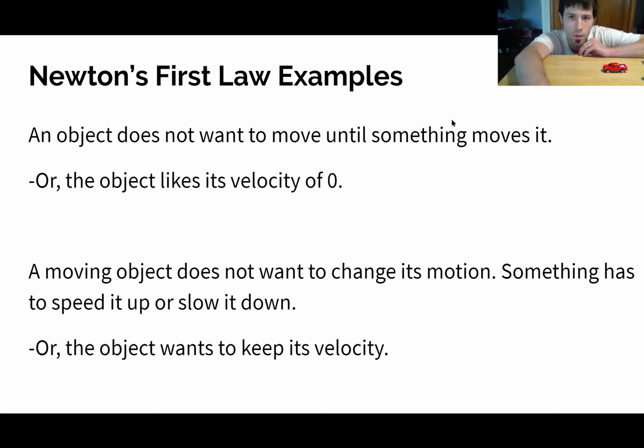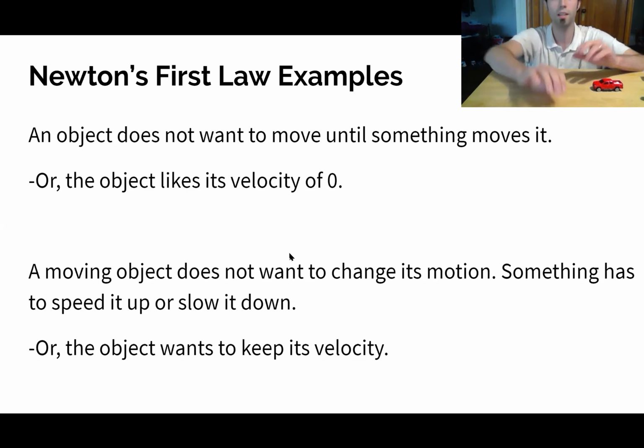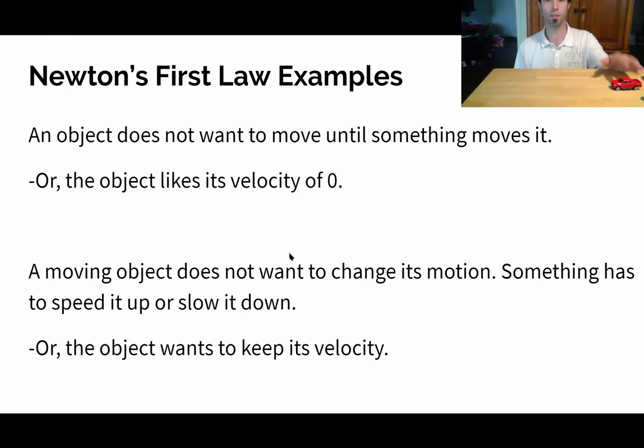But another example is when an object is in motion, it does not want to change its motion. So if I put this object in motion, it's not going to change its motion. Oh, wait a second. It changed its motion. What's that about? Well, okay, that second part. A moving object does not want to change its motion. Something has to speed it up or slow it down.